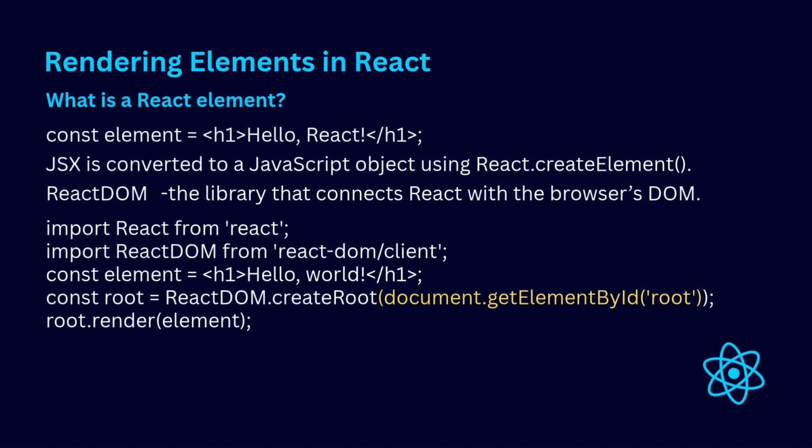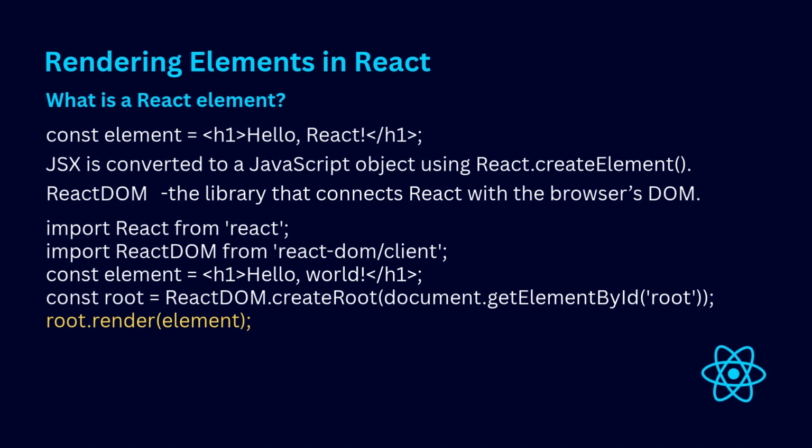document.getElementById('root') gets the DOM node where we want to render our app. Usually this is a div with the ID root found inside the public/index.html file. Next, ReactDOM.createRoot creates a React root that controls everything rendered inside that div. Then .render(element) tells React, this is what I want to show inside the root. And just like that, React renders your content to the browser.